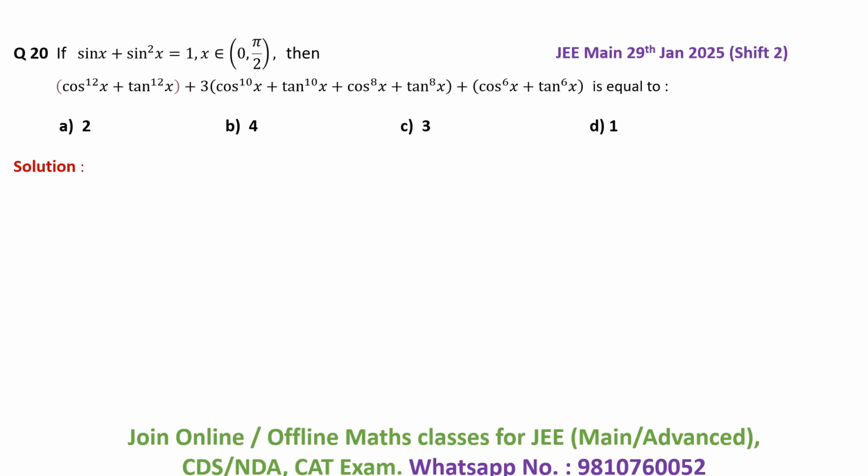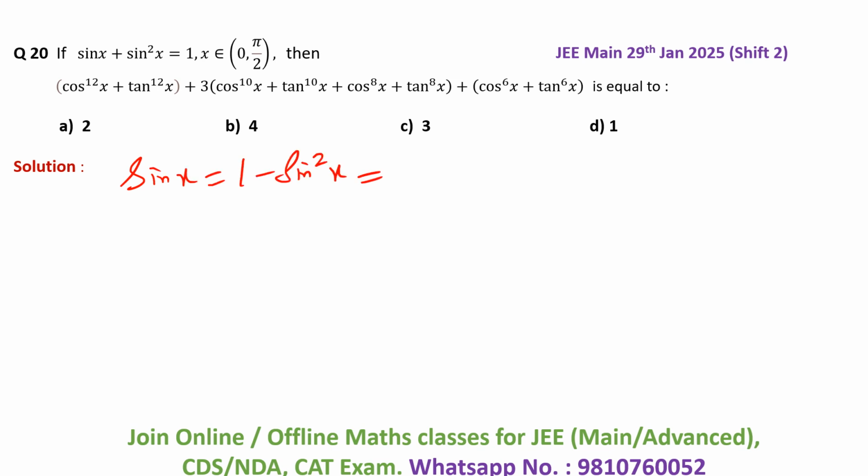Right? Now it seems to be a big expression, but we can simplify it by converting all the trigonometric ratios in terms of sin x. Now just see how do I do this. Sin x plus sin square x is given equal to 1. So that means sin x can be put equal to 1 minus sin square x.